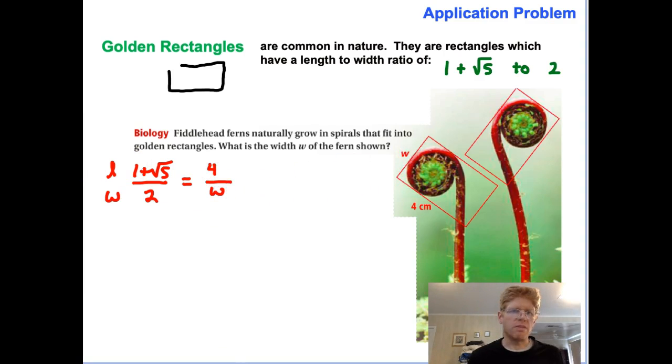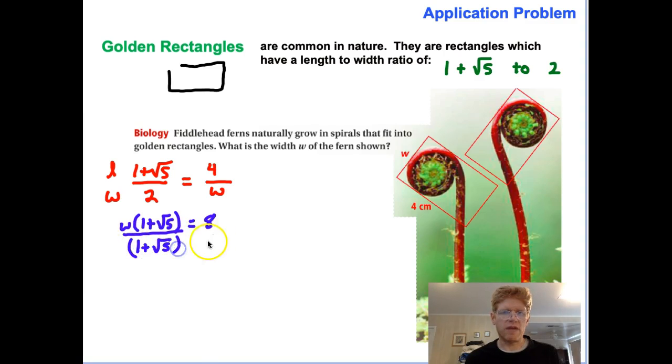And at this point, it's a simple little proportional problem. We'll multiply 2 times 4, and that's going to give us 8. And we'll multiply W times 1 plus the square root of 5. And when we get that, we can see very quickly that we can isolate W simply by dividing on this side by 1 plus the square root of 5, and we'll divide on this side by 1 plus the square root of 5. And that's going to give us a fraction there. This will cancel out, and we'll see that W is equal to 8 over 1 plus the square root of 5.